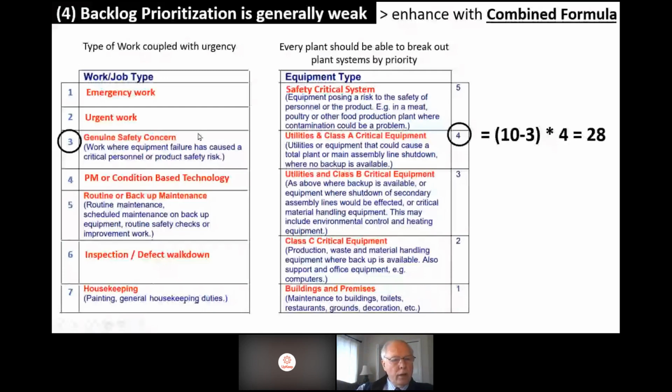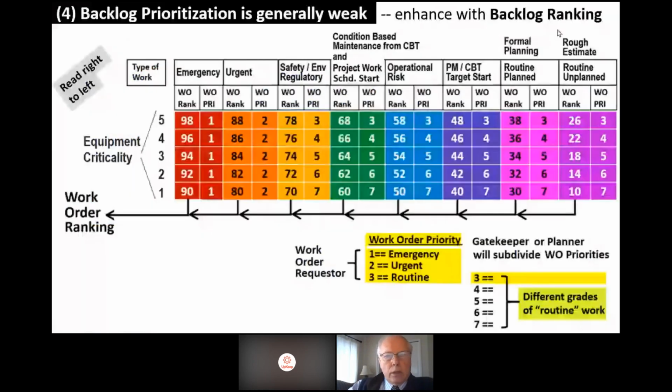And so how do we make a mathematical formula? Well, when you've got this situation here on the work order prioritization, we'll need to subtract from something. I just picked 10. I could have used 8, you know. So 10 minus 3 is 7, times 4 is equal to 28. So that gives me a numerical ranking using a combined formula. Backlog rank.